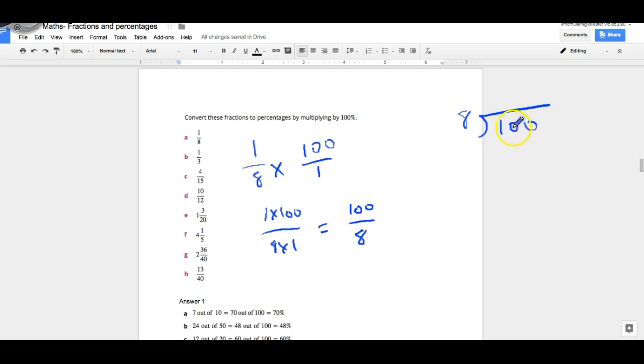Now, if you're a bit unsure how to do that, you can do it using division like you did in primary school. So how many times does 8 go into 1? No, it doesn't. 8 goes into 10 once. Remainder 2, then it goes into 20 twice, and we have remainder 4. So the answer is 12 and 4 over 8. 4 over 8 is a half, so you can write it as 12.5 or 12 and a half if you want to leave it as a fraction. So that is 12.5%.